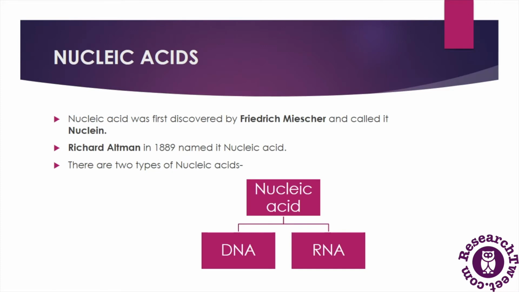Now let's start with the basics about nucleic acids. Nucleic acid was first discovered by Friedrich Miescher, who observed these molecules in discarded surgical bandages and named it nuclein. Later, in 1889, Richard Altmann named it nucleic acid. According to their composition and functions, nucleic acids are of two types. The first one is DNA or deoxyribonucleic acid and the other one is RNA or ribonucleic acid.